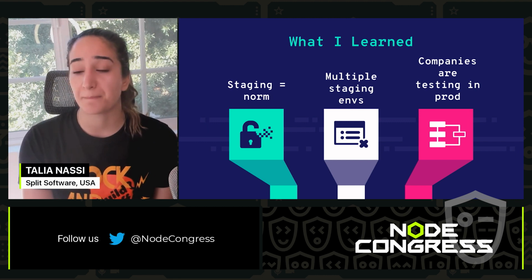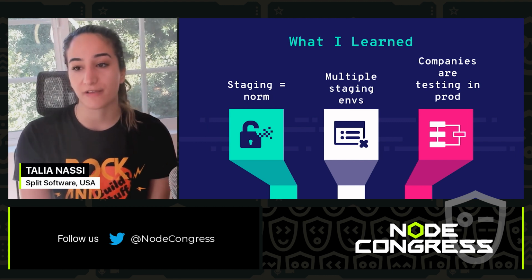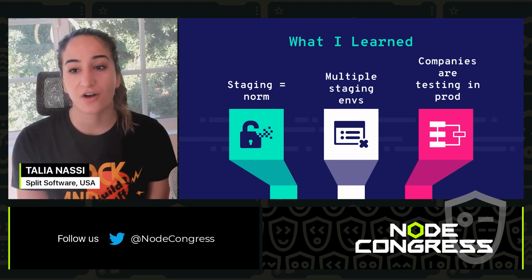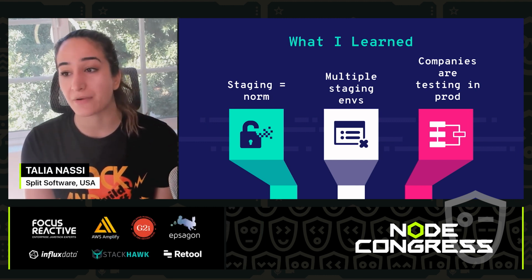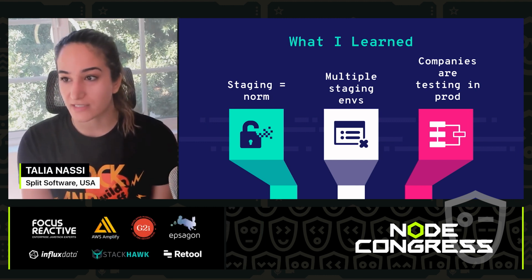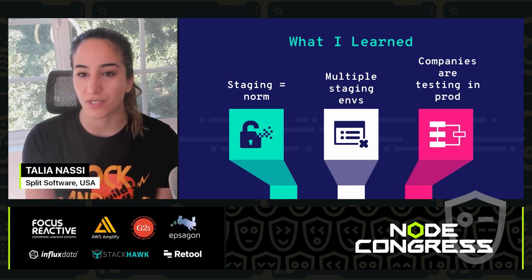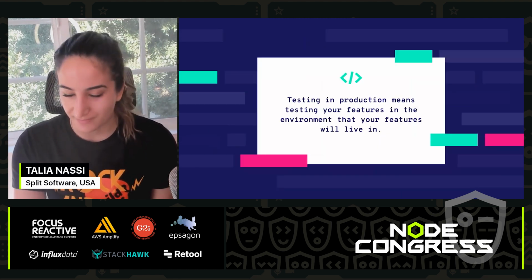And big name companies like Google, Facebook, Netflix, Twitter, they're all testing in production. And when I read that, I thought, what is testing in production? Like, how is that possible? What do you mean testing in production?